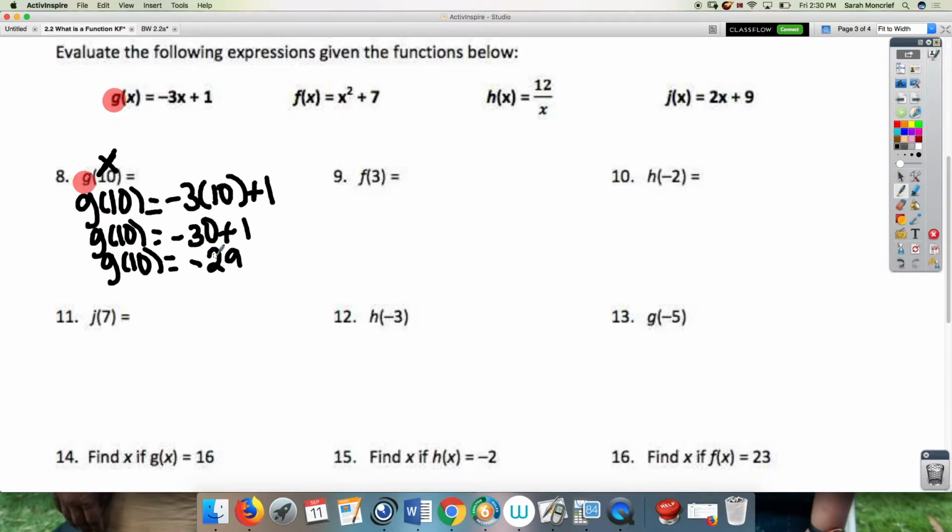So let's go ahead and for 9 through 13, let's determine which function we're going to use. On 9, this says f of 3. Are we going to use the first, second, third, or fourth function? We're going to use the second because that has an f and this one has an f. The fourth is not an f. No, that's a g. That's a j.